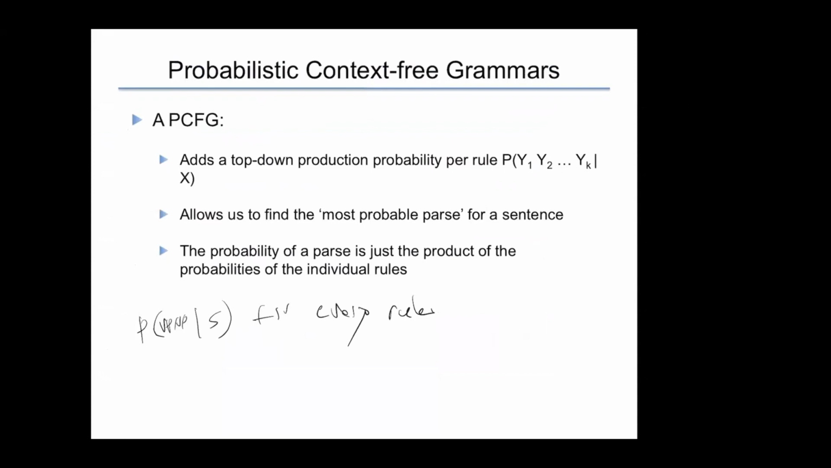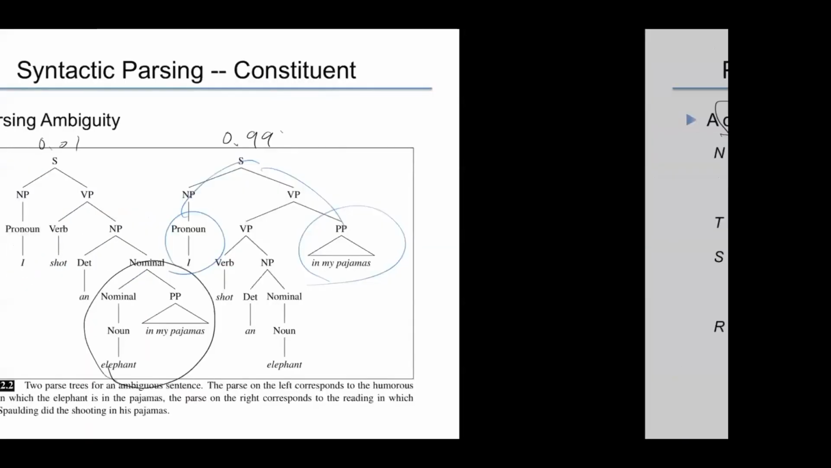Then with these rules and probabilities, we can at least find the most probable parse, whether it's efficient or not. I hope you agree with that. And that's exactly because, once we have defined this, the probability of a certain parse is just the product of the probabilities of the individual rules. So going back to the slide, I'll show you an example.